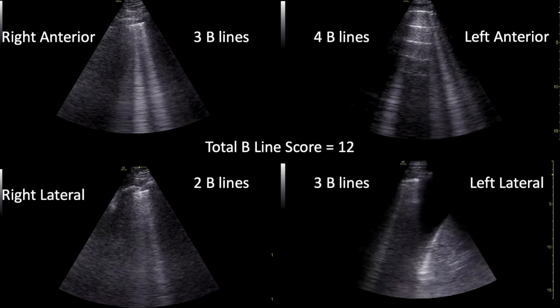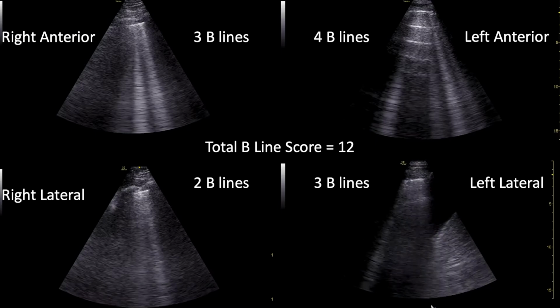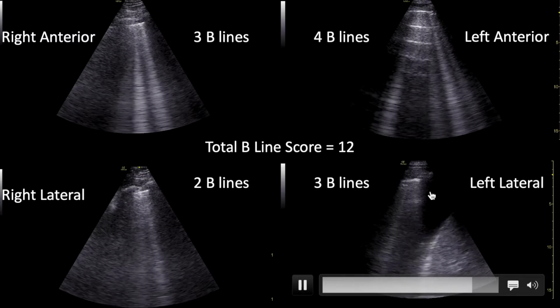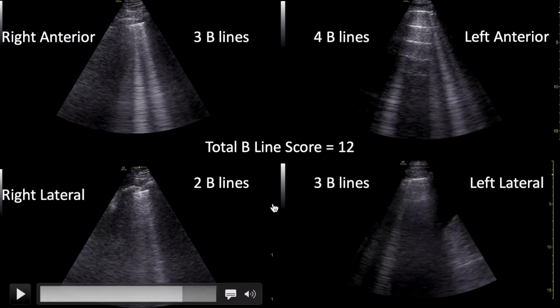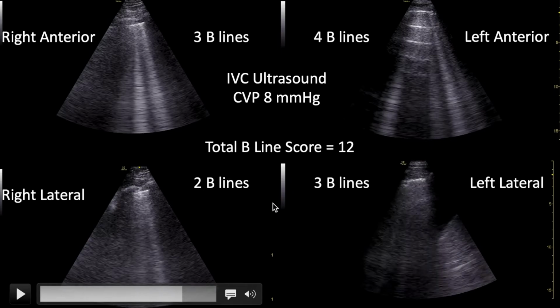So faintly, maybe 2 right there. And finally, 2 to 3 B-lines in this left lateral zone. And you add all those together to get 12. Our volume status exam is not done yet. We should go look at his inferior vena cava.